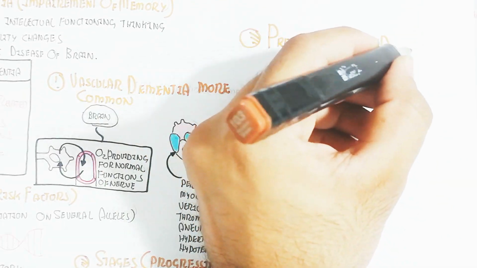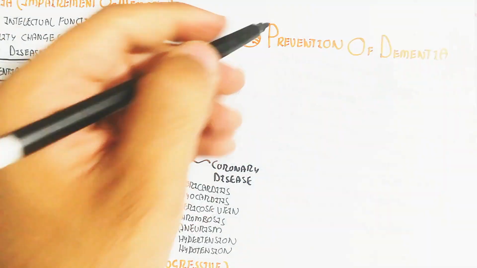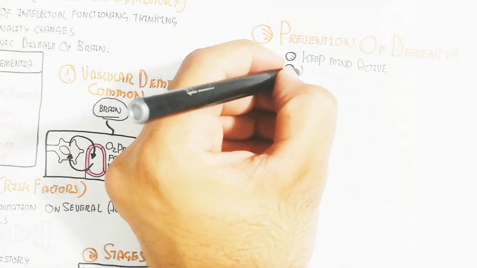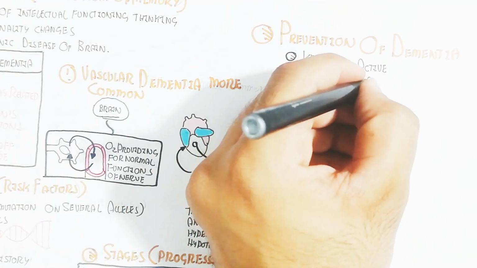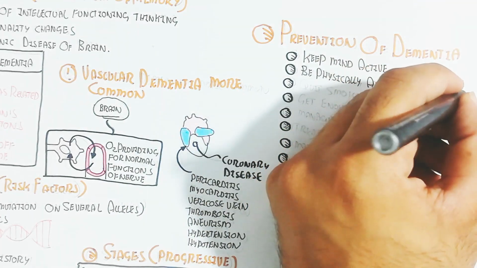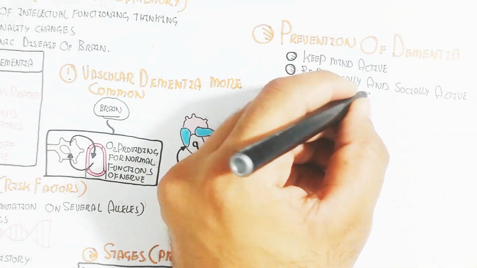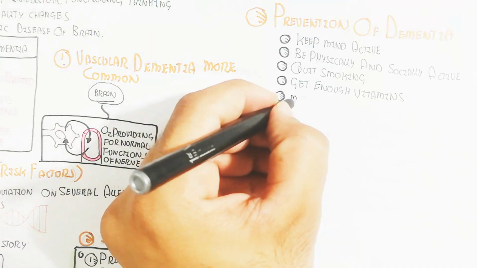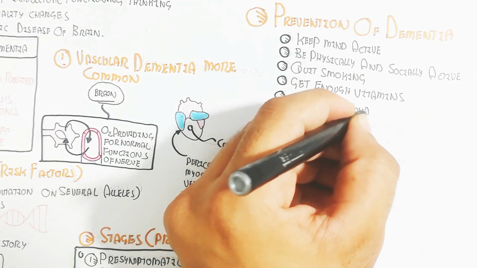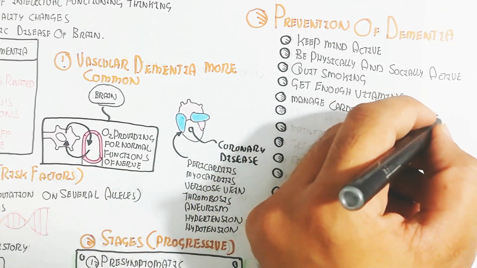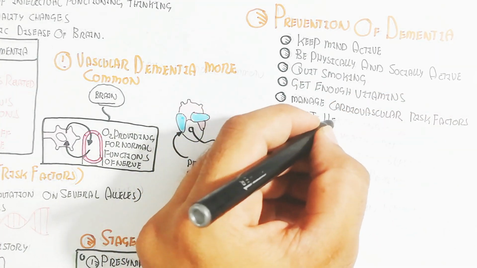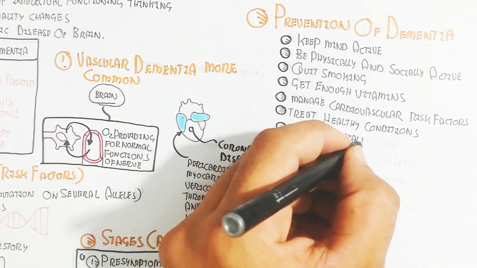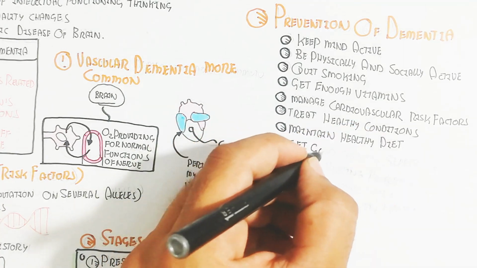Prevention of dementia, let's understand about that. Keeping the mind active is prevention of dementia. Be physically and socially active. On the other hand, quit drugs like smoking and get enough vitamins. Manage cardiovascular risk factors, which can be controlled through diet. Treat health conditions and maintain a healthy diet. Get good quality sleep and treat hearing problems.